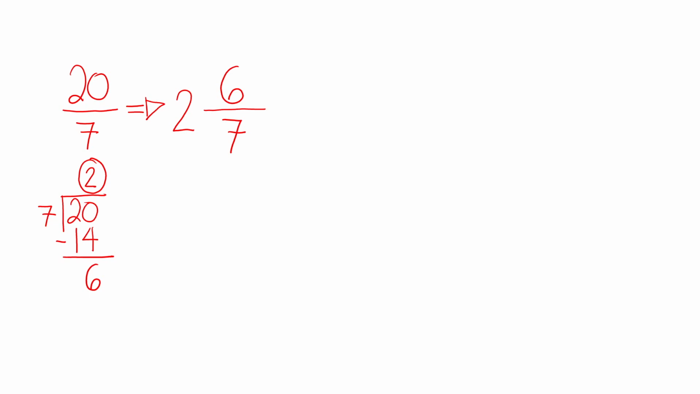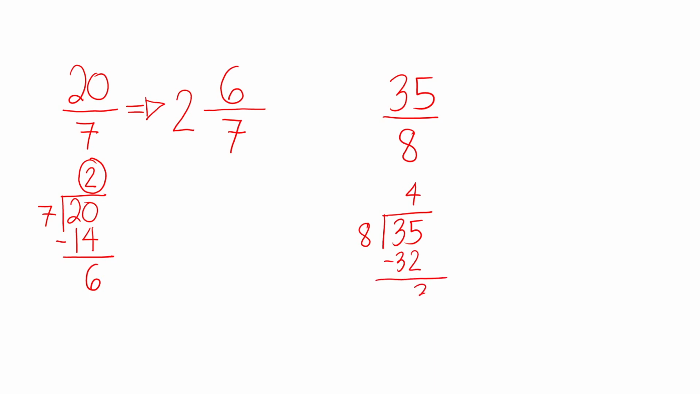Another example. Let's have 35 over 8. So what is 35 divided by 8? You will get how much for this, by the way? 4. I agree with that. It's 4. Then I'll have 32. Then in minus, I'll be getting 3. What is the whole number? 4. Correct. What will be written in the numerator? 3 is right. Denominator? 8.